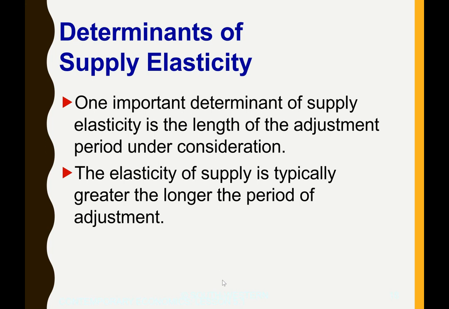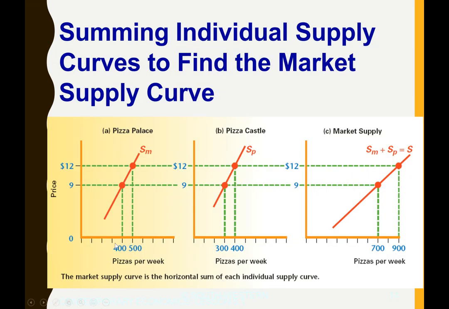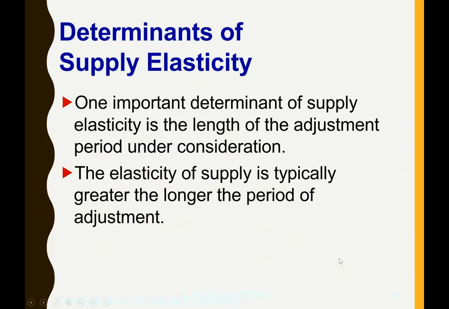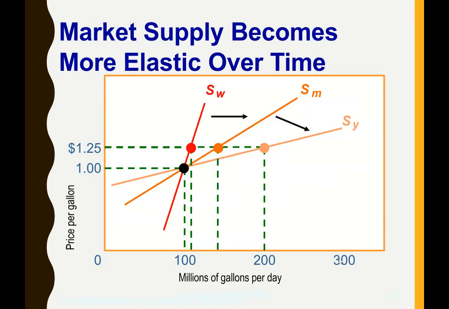When we looked at determinants of demand, we're going to look at determinants of supply as well. One important determinant of supply elasticity is the length of the adjustment period under consideration. What that basically means is this time period in a week, per week. That's what we look at. The elasticity of supply is typically greater the longer the period of adjustment. The longer over time, we're going to look at how responsive it is.